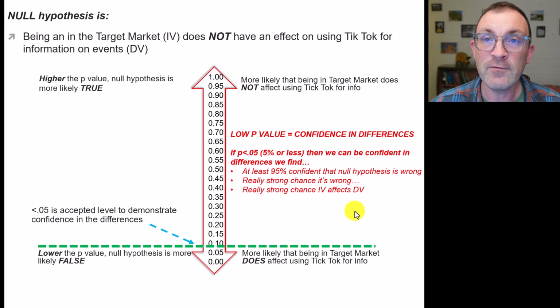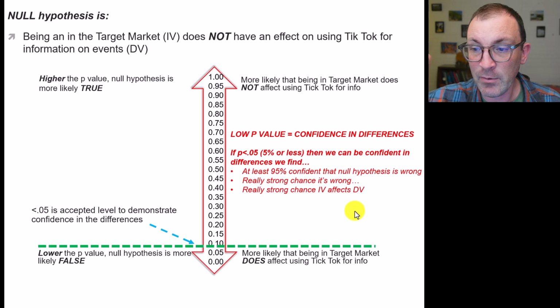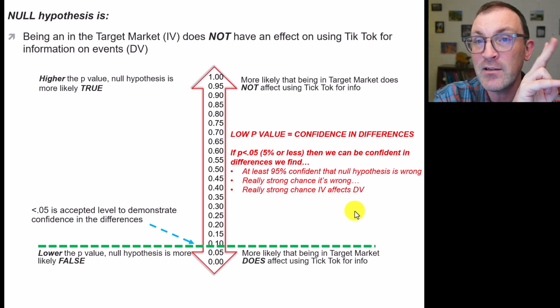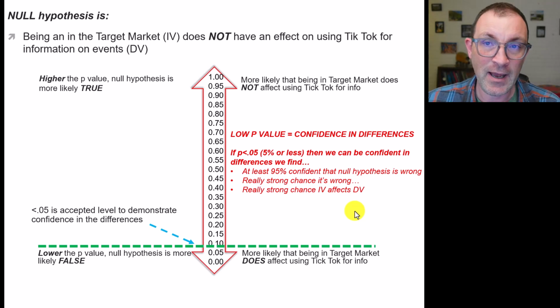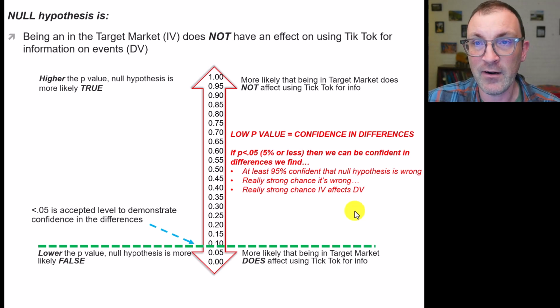And so we're looking for that low p-value of less than 0.05. That shows that we're at least 95% confident that the null hypothesis is wrong, and that there's a really strong chance that it's wrong. And that we're more confident that the independent variable, being in the target market, yes or no, does have an effect on the dependent variable, whether you're using TikTok for information or not.